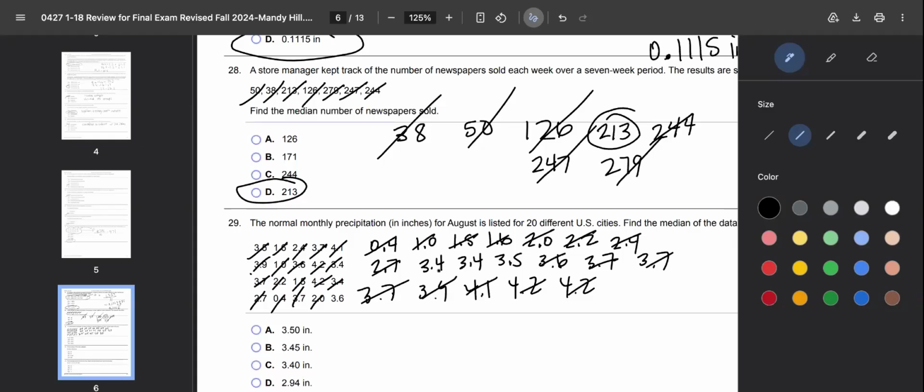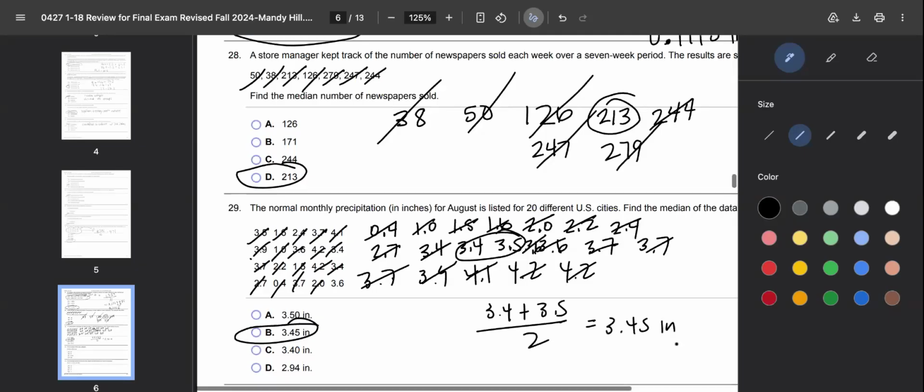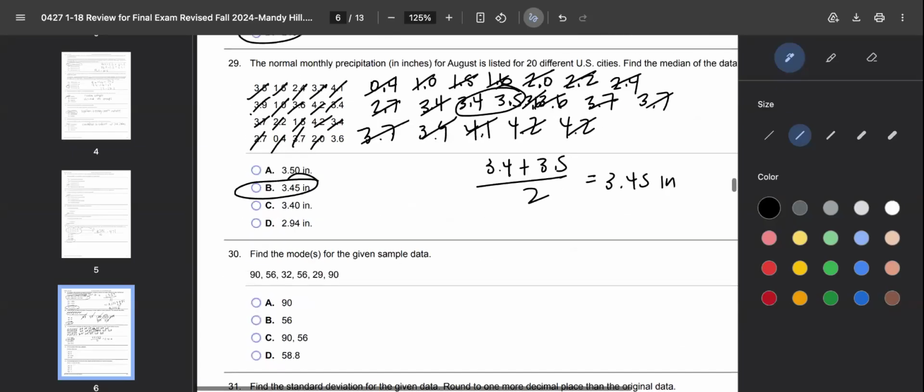And I'm fixing to be really angry with myself. Is there two 3.6s? Yes, there is. 3.6. I think I caught myself in time though. So that means that these two are in the middle. So 3.4 plus 3.5 divided by 2 would be 3.45. 3.45 inches. Okay.